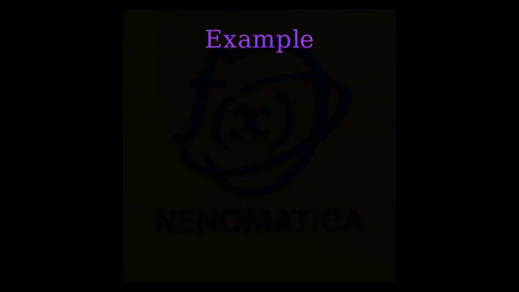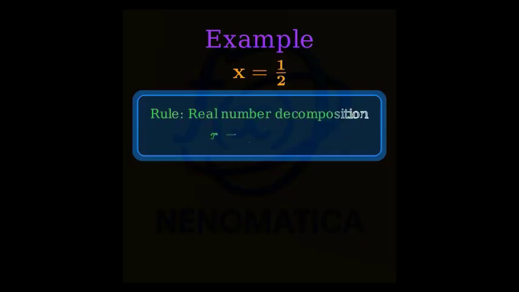We start with the example. The problem states x equals 1/2. Step 1. Use the decomposition identity. Any real number x can be written as the floor of x plus the fractional part of x. Since x equals 1/2, we can write x as 0 plus 1/2, separating the integer part from the leftover fraction.